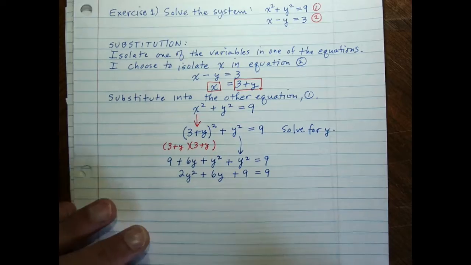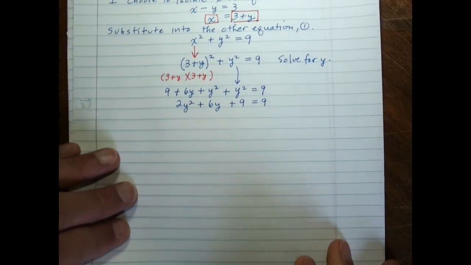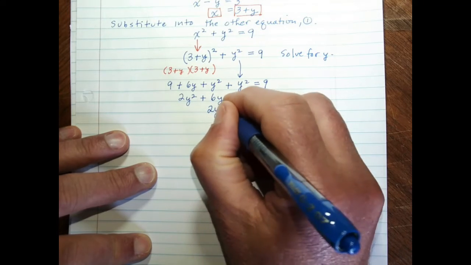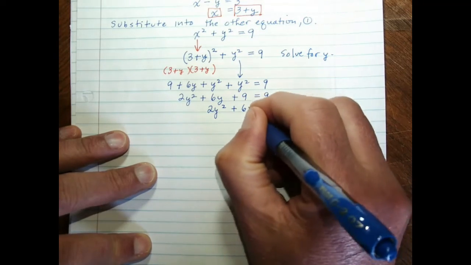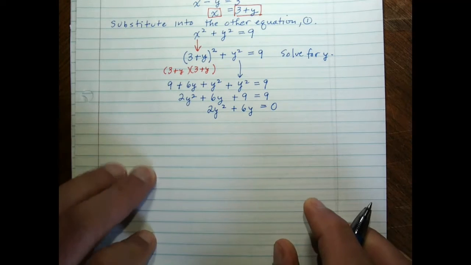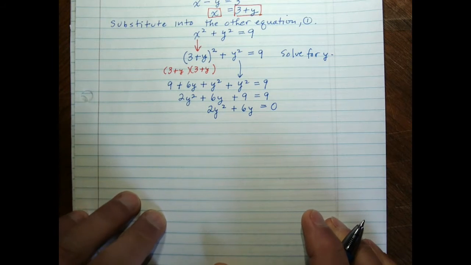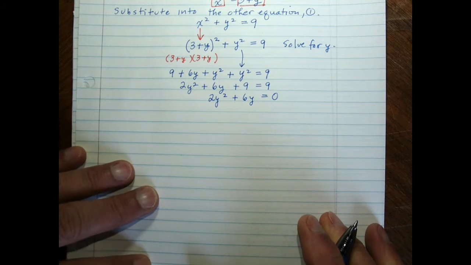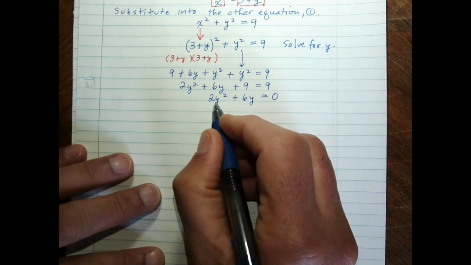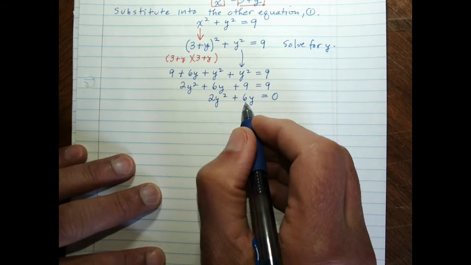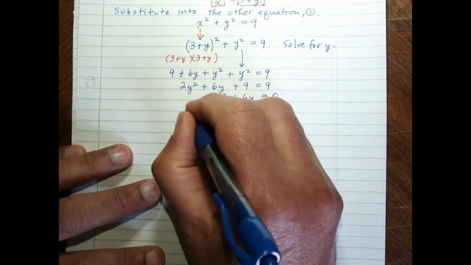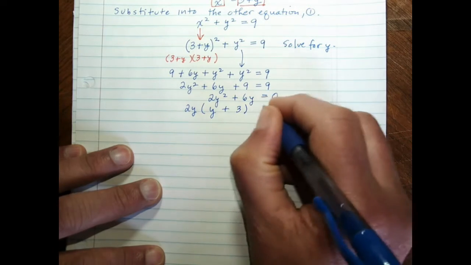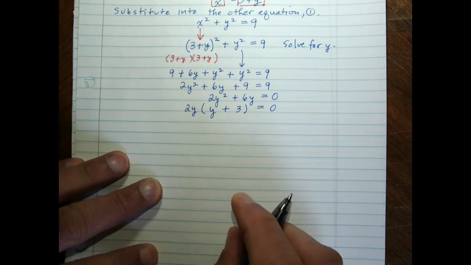And I can subtract 9 from both sides of the equation here. And I'm going to get 2y² + 6y = 0. That's a quadratic equation, and it's of a fairly simple form. I can factor it just by removing common factors because I have only a y² and a y term. So I can factor out 2y times (y + 3) in parentheses equals 0.